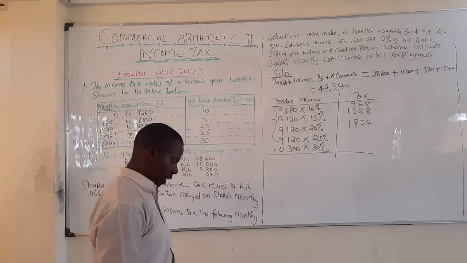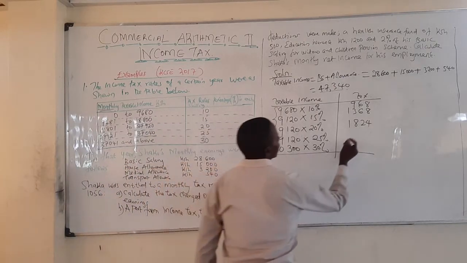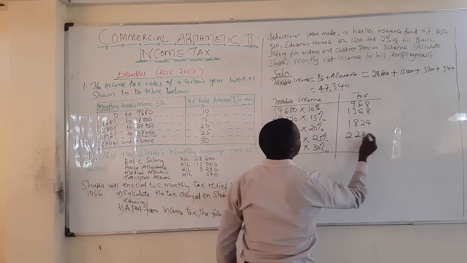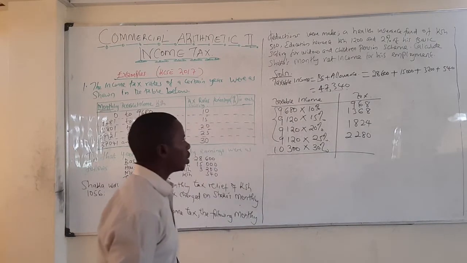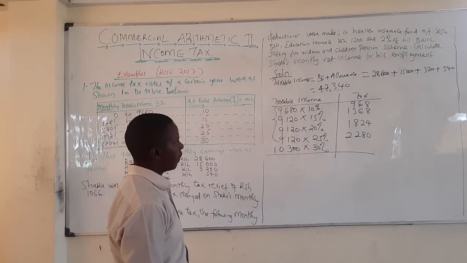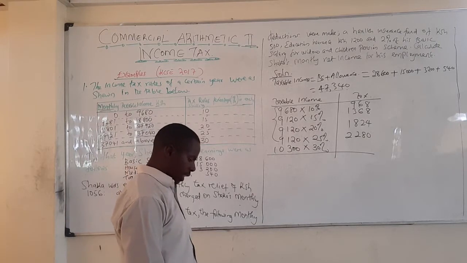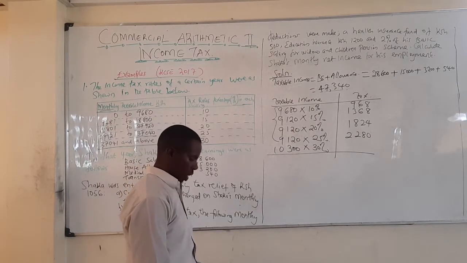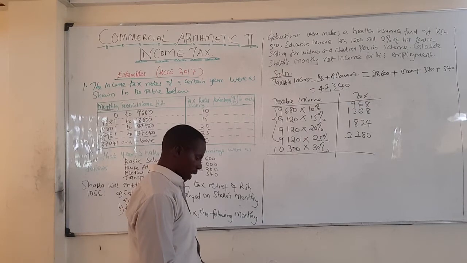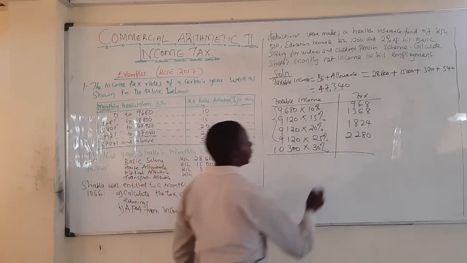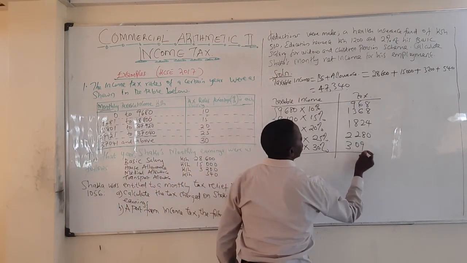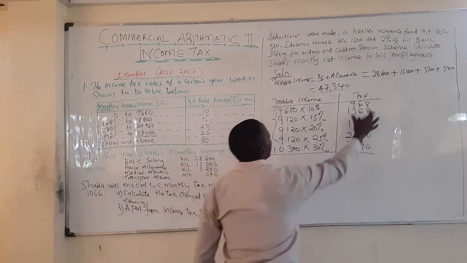We're going to get 2,280. And then lastly, we are going to have the 10,300 times 30%. This one we're going to get as 3,090. So this is now our tax.